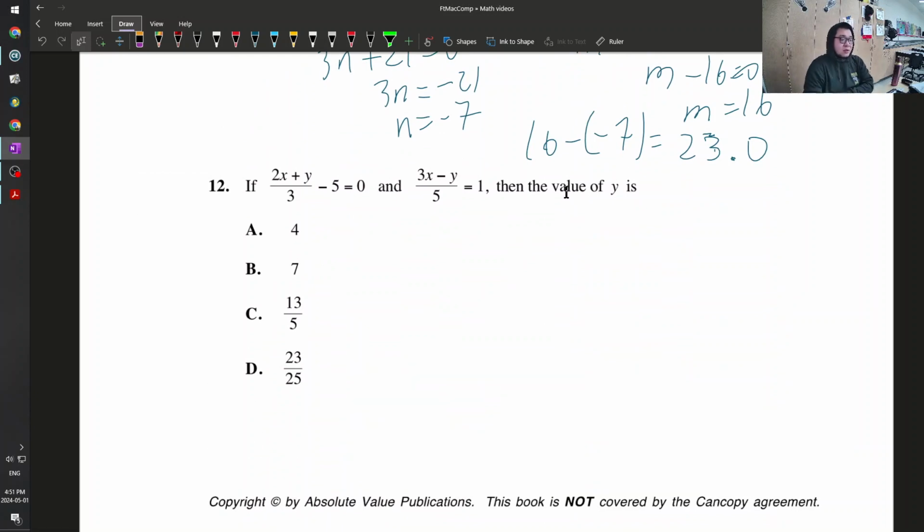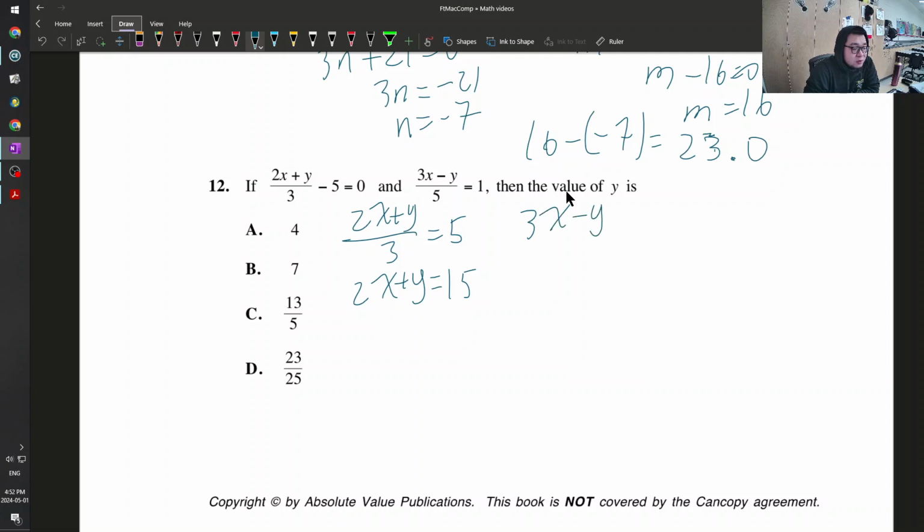12. If (2x plus y) over 3 minus 5 is equal to 0, and (3x minus y) over 5 is equal to 1, what is the value of y? So first, let's rewrite this as (2x plus y) over 3 is equal to 5. So we added 5 on both sides. Let's multiply both sides by 3. We get 2x plus y is equal to 15. With this one, let's multiply both sides by 5. We get 3x minus y is equal to 5.